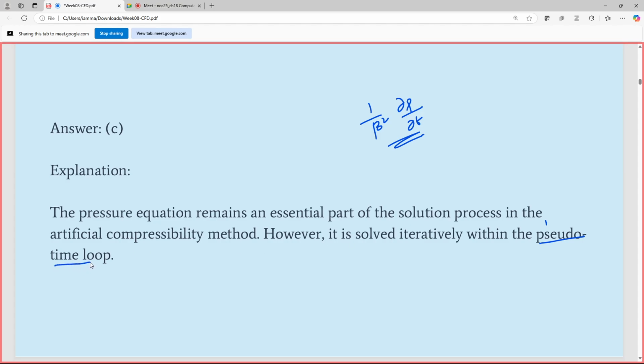So why is it called a pseudo time loop? Because this is a loop within a loop. This time loop has to be iterated to a point where this ∂p/∂t becomes zero. Only in such a case will it become an equivalent incompressible flow.